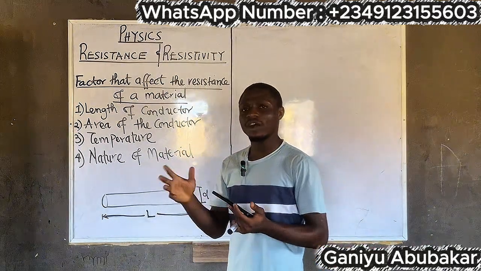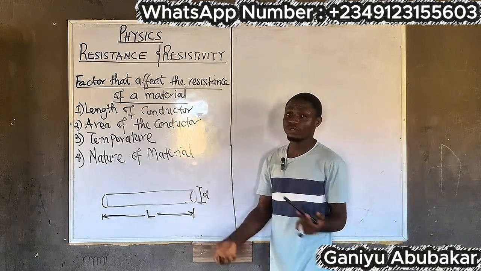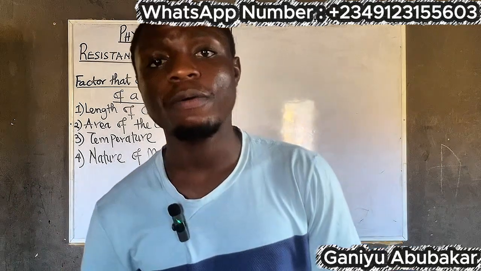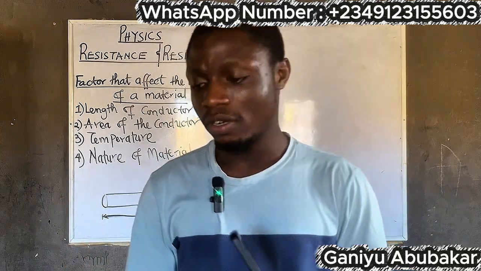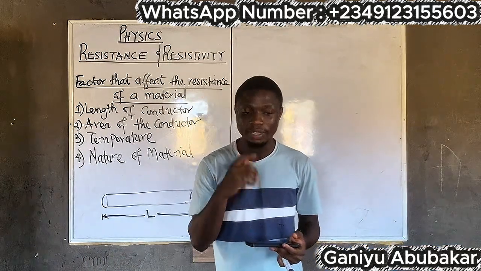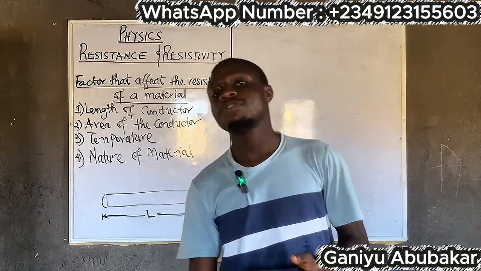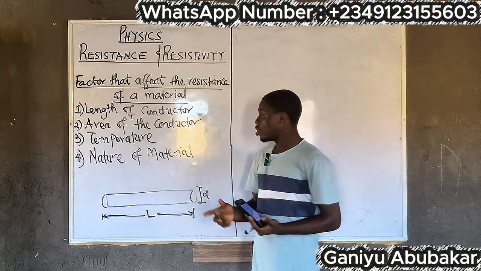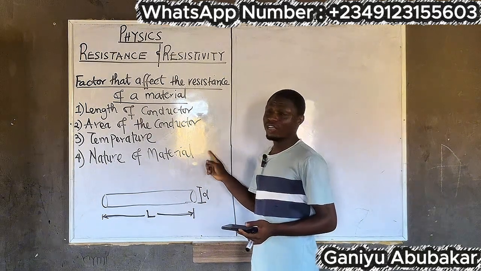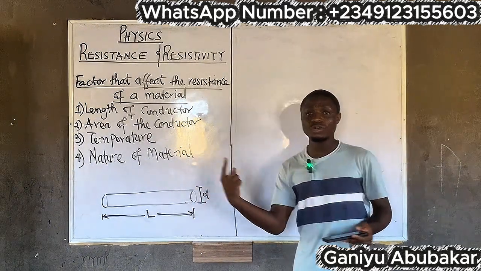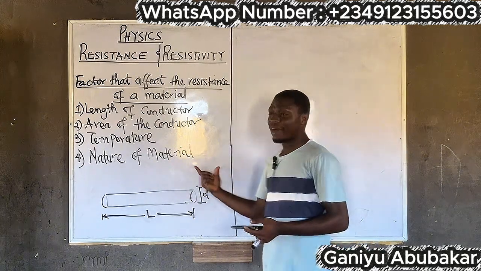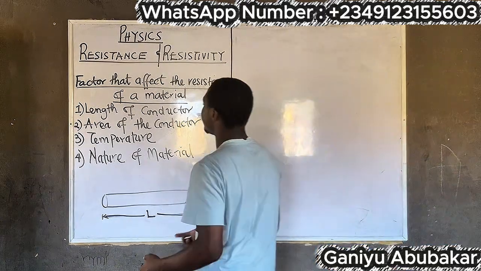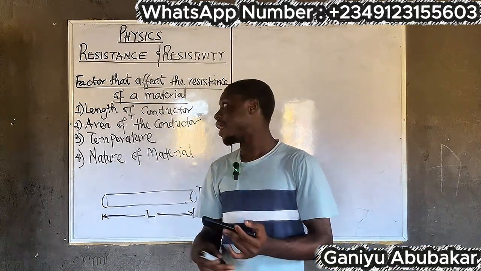So that's the concept behind it. We are asking why we're using copper, not silver, when silver is the best. We're using copper because using silver is very expensive. So the material you use determines the rate at which current will flow through it. If I use copper, zinc, silver or aluminium, you can compare the rate at which current will flow through. That is why nature of material affects resistance.